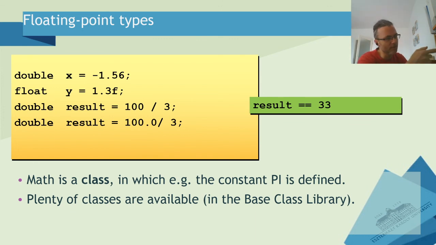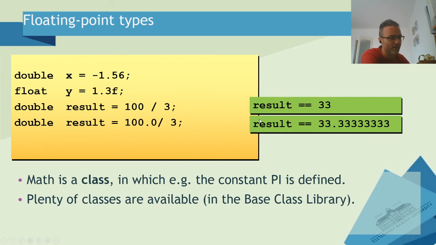Therefore, here is my suggestion to you. Whenever you need to fix this issue, just turn at least one of the numbers into a floating point number, for example, like this. This is now a floating point number, so the result will also be a floating point number.